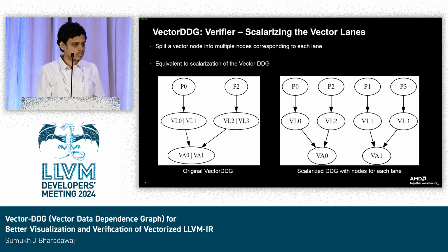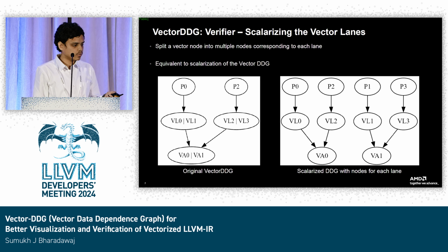With the verifier part, let me start with the following example. Let us consider two incoming values, P0 and P2. What we try to do here is compare the existing scalar DDG graph and the vectorized DDG graph. This process is not that straightforward. So in order to make it simpler, we are actually going to scalarize the vector DDG that we have created. So by scalarizing, what I mean is a single vector instruction is going to be split depending upon the number of lanes it has into nodes of its own.